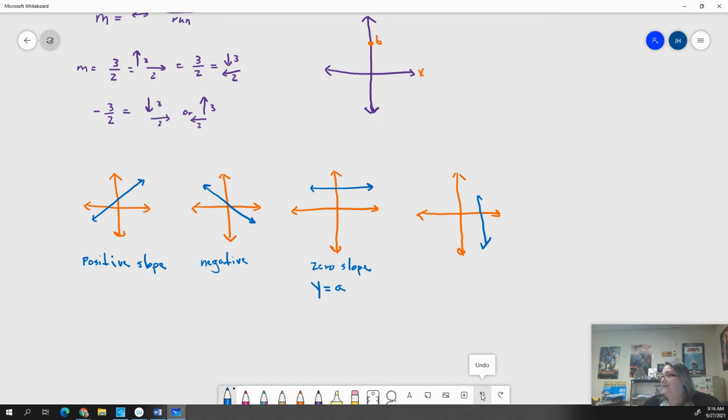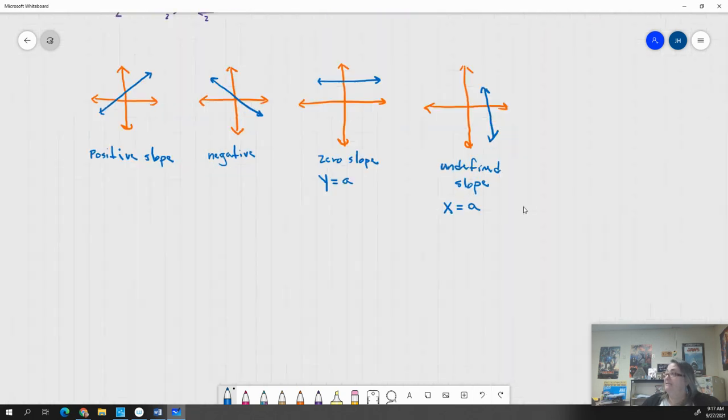So if I have, pretend that that's an actual straight vertical line, this would be an undefined slope. It would be written as x equals something, right? Any number. We'll call this one a as well, because we're using b for the y-intercept. It's saying that x equals something.